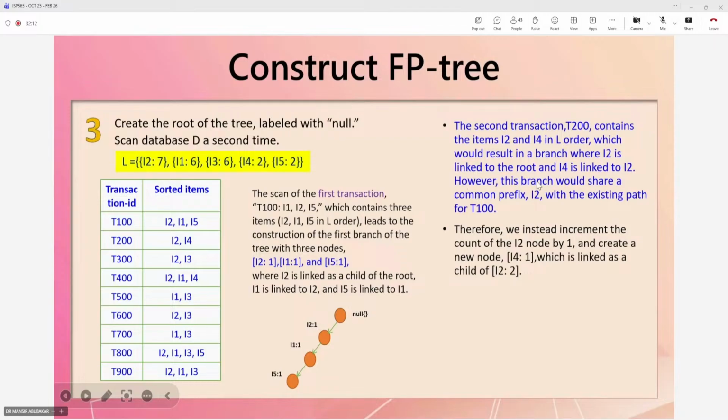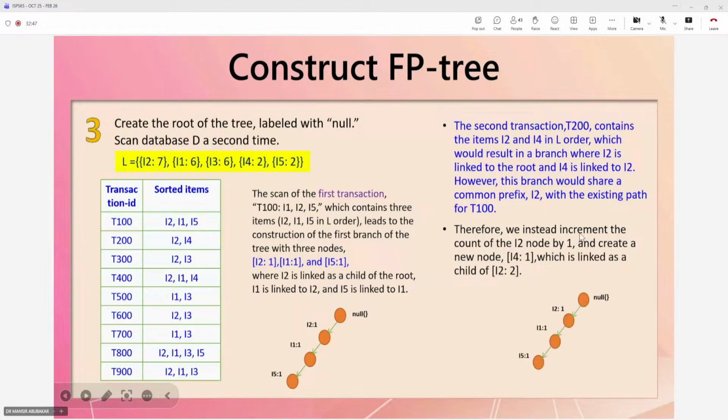However, this branch will share a common prefix. What is our common prefix here? It is I2, because we have I2 in transaction 1, and then we have I2 in transaction 2. So based on transaction 1 and 2, we have what is called a common prefix, because that links these two transactions. The existing path is T100, because we started with this transaction. Therefore, we instead increment the count of the I2 node by 1.